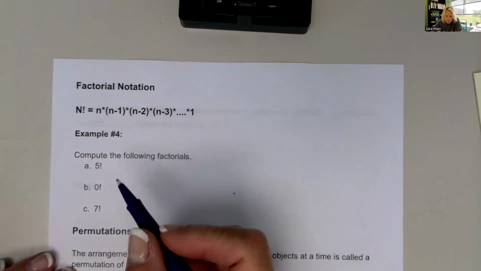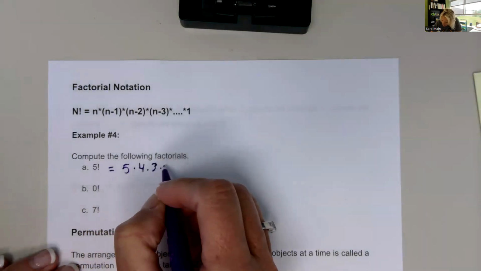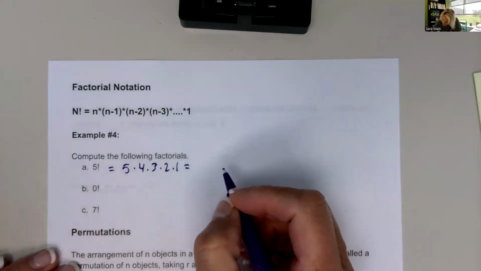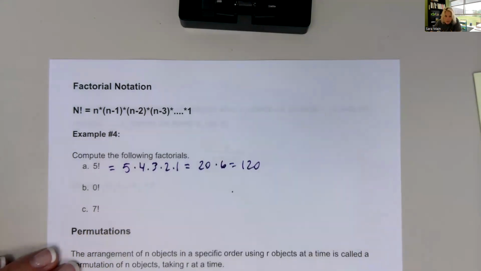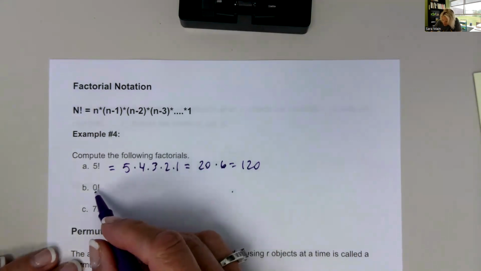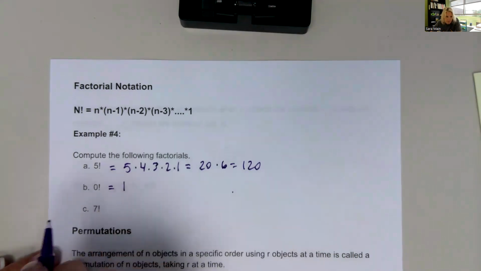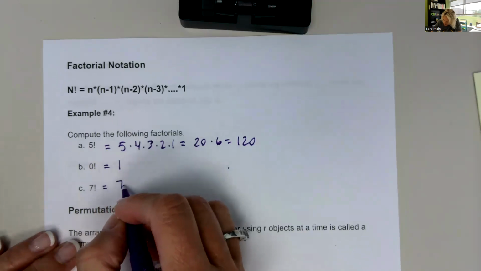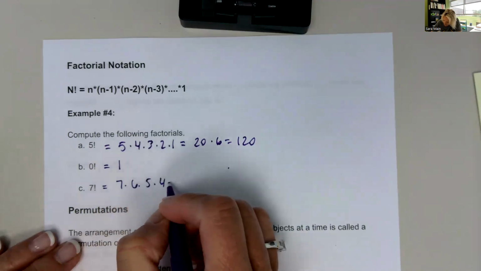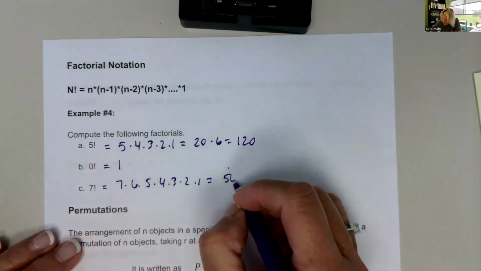Let's compute some more. So 5 factorial is 5 times 4 times 3 times 2 times 1. And that is 20 times 6, or 120. 0 factorial means we just have 1. And then 7 factorial is what we just did: 7 times 6 times 5 times 4 times 3 times 2 times 1, which is 5,040.